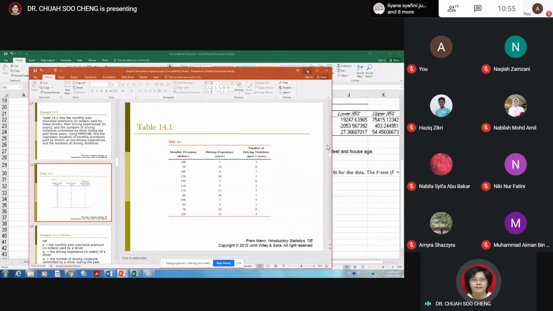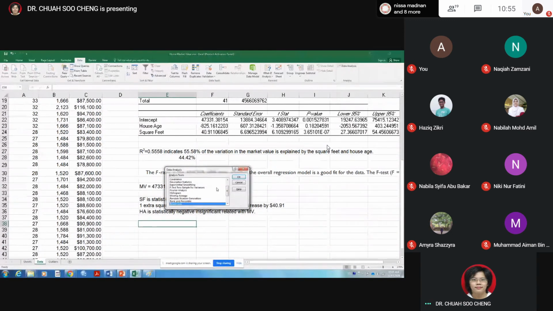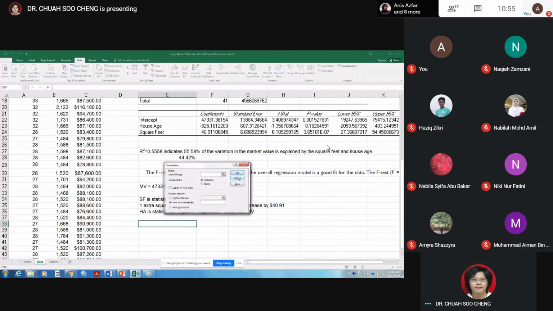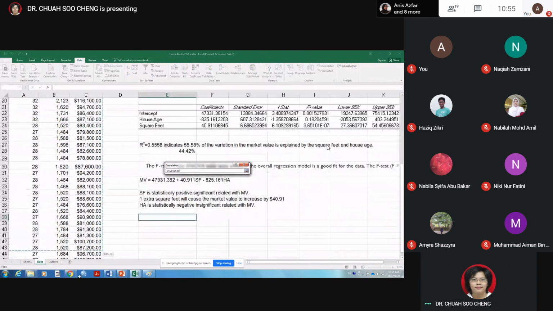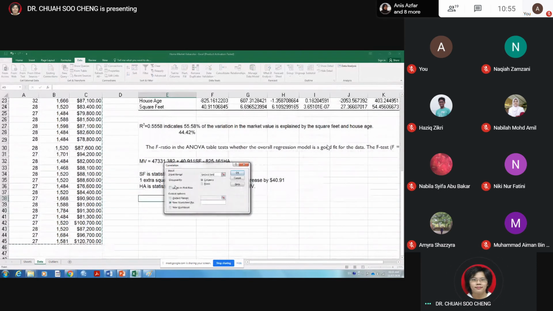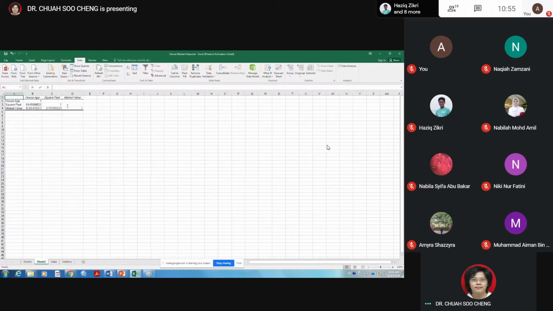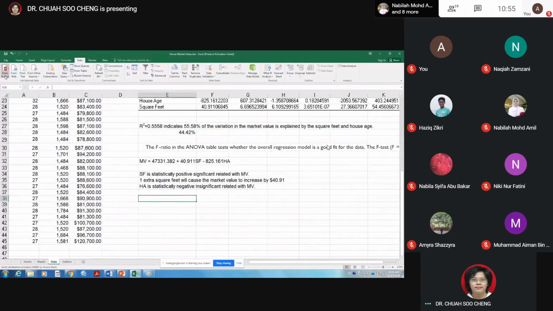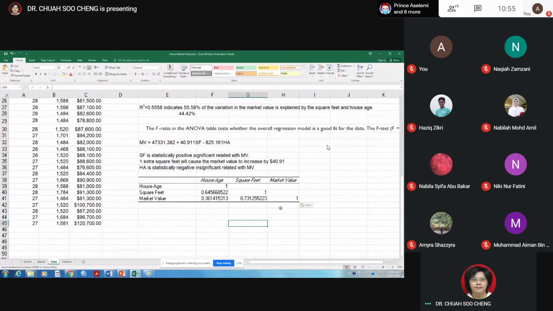So we go and do our collinearity check. You go to data analysis, correlation. Okay, choose correlation. Then for the input range, we include all. Labels in first row. Okay, now, this is the correlation.